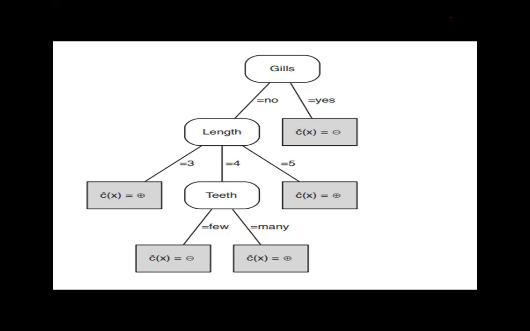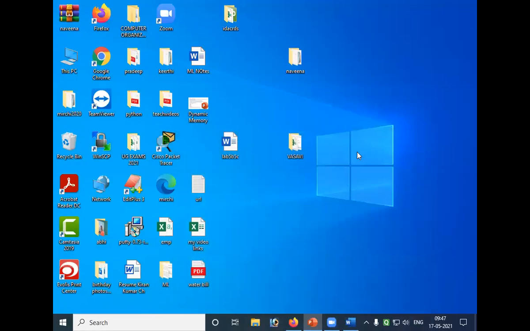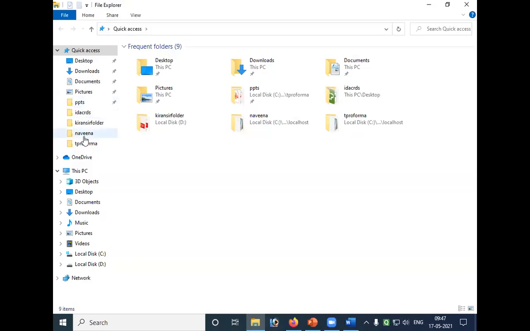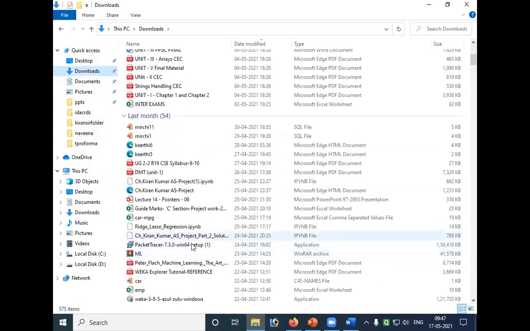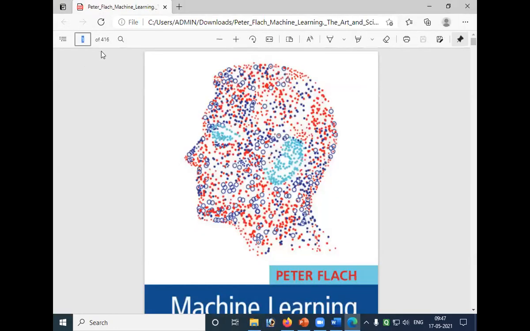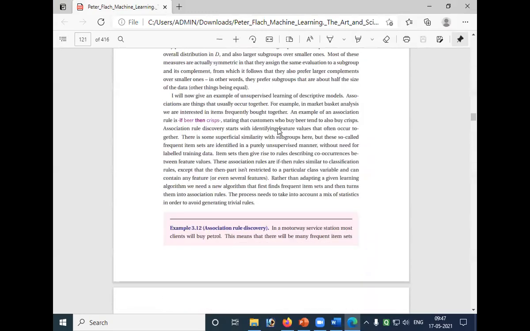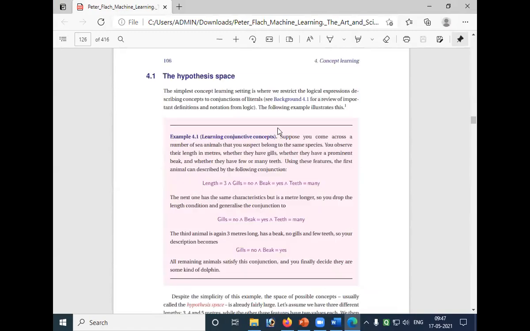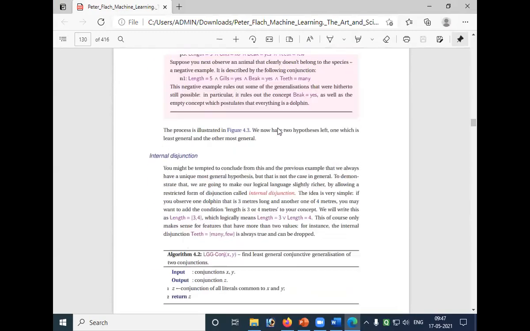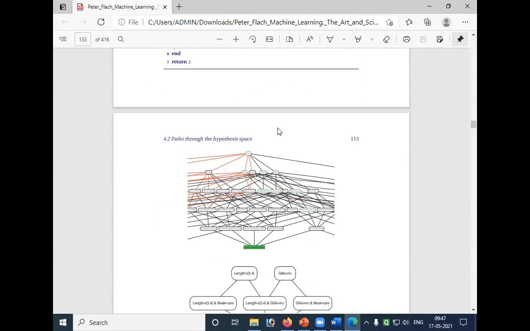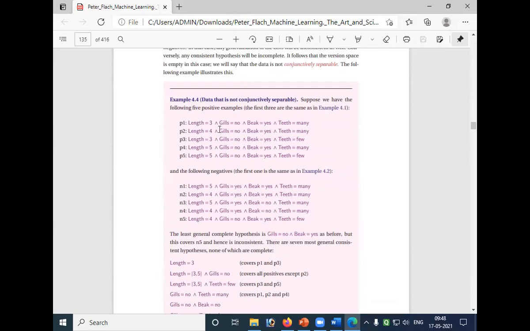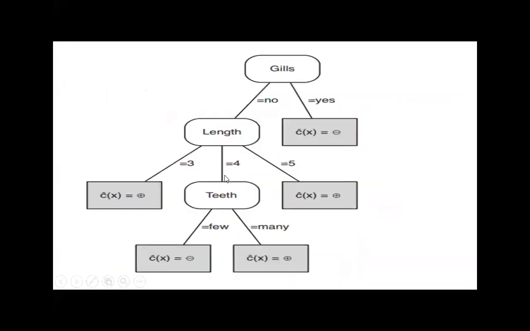Let me show you the exact one. See, this is what we were talking about. Here, these are all called positives and these are all called negatives. Decision tree construction is very simple, my dear friends. Very, very simple. See here, gills no.